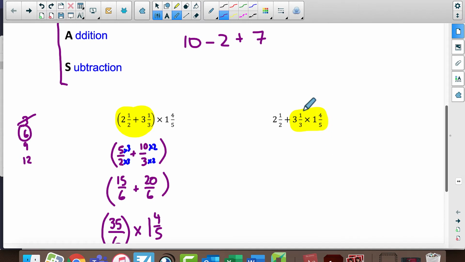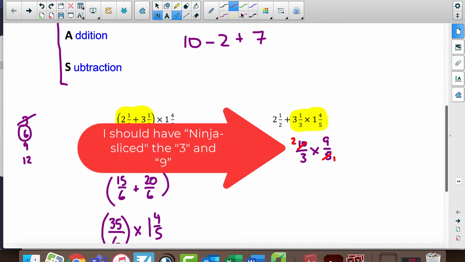So we're multiplying. We need to get improper fractions. You can't multiply mixed. So 3 times 3 is 9 plus 1 is 10 over 3 times 1 times 5 is 5 plus 4 is 9 over 5. Multiplying, don't need common denominators, but we can ninja slice. Just the 10 and 5, they can divide by 5. You get 1 and 2 when you divide by 5. And now you can get this answer.